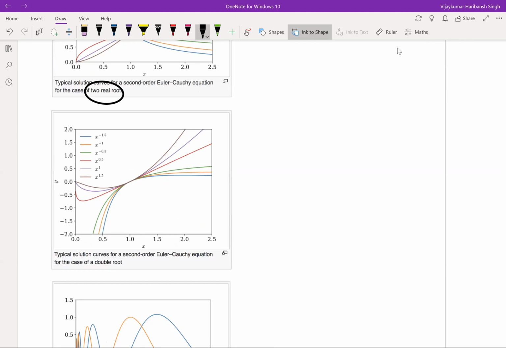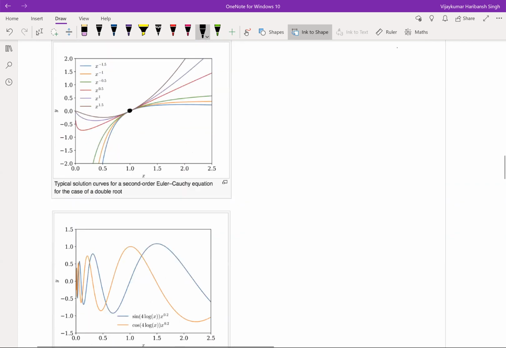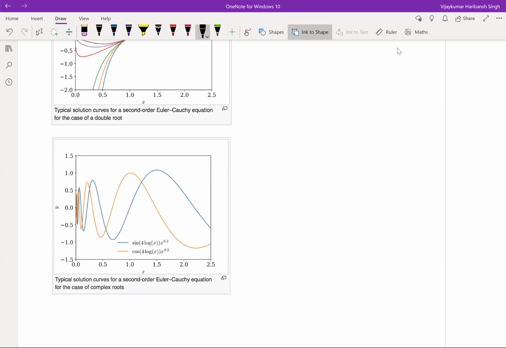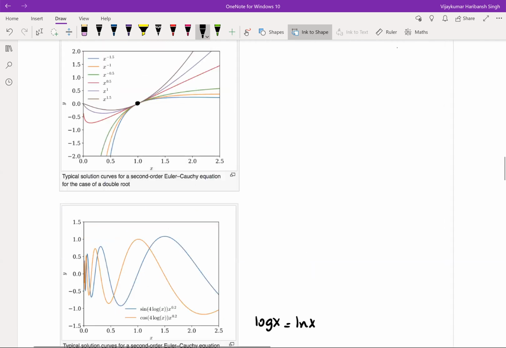This is the solution for the second order when we have a double root. For example, the blue one indicates how the solution looks when it's x to the power 1 minus 1.5. The orange one indicates when the solution is of the form x to the power minus 1, and so forth. And the complex roots have, of course, oscillations in them. So you can see sine 4 log x to the power 0.2 and cos 4 log x to the power 0.2. Here log x is short for ln x. So these are how the typical solutions look.